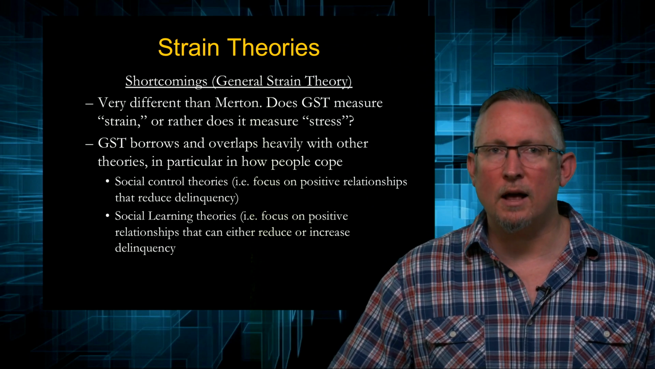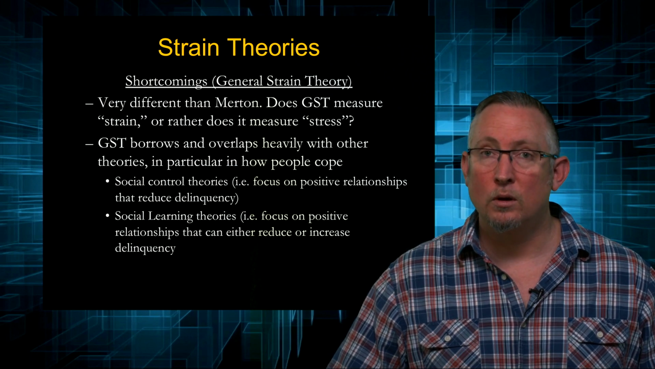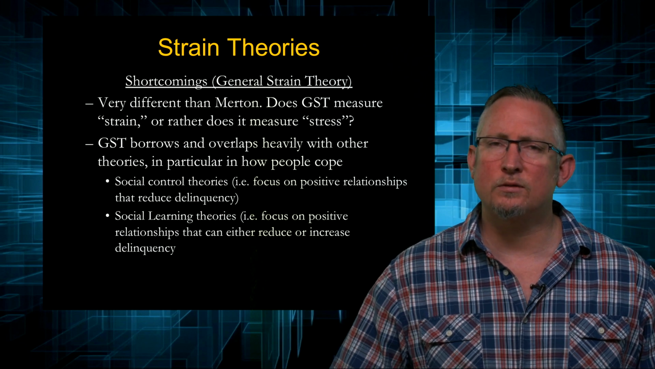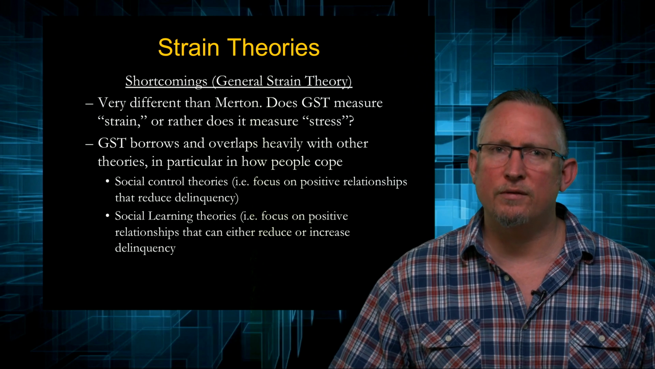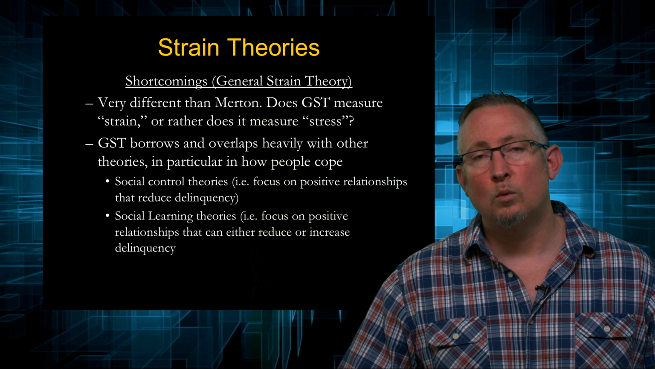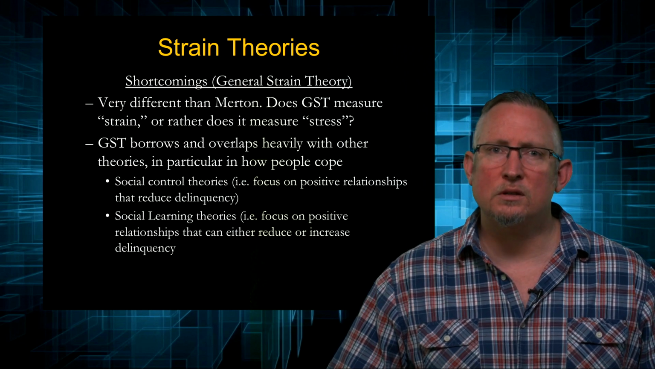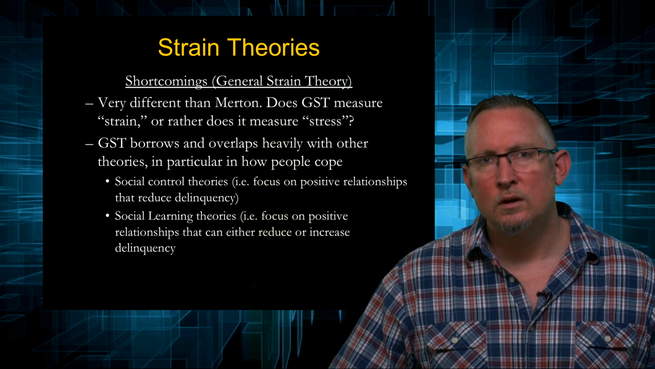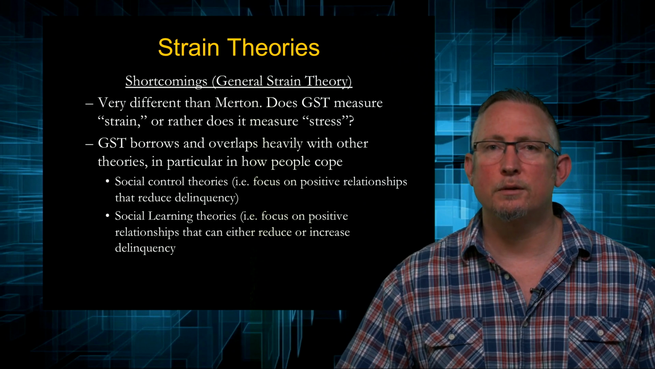It borrows and overlaps heavily with other theories, and particularly how people cope, right? So it's been pointed out that many of the things that Agnew sets forth as new or somewhat new can actually be found in earlier social control theories, the work of people like Travis Hirschi, Walter Reckless. Social learning theories, right? Focus on positive relationships that can either reduce or increase delinquency and so on. So these are the dominant criticisms of general strain theory.